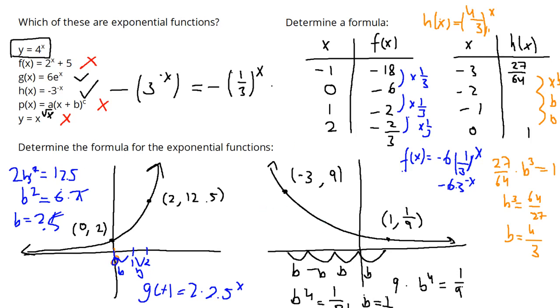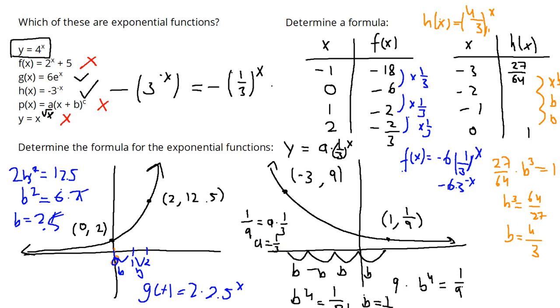So with this 1/3, we can calculate our initial value. We have y is equal to a times 1/3 to the x. Then we can put one of our points in. I'm going to put in 1 and 1/9. So 1/9 is equal to a times 1/3. Multiply by 3 on both sides. A is equal to 1/3.